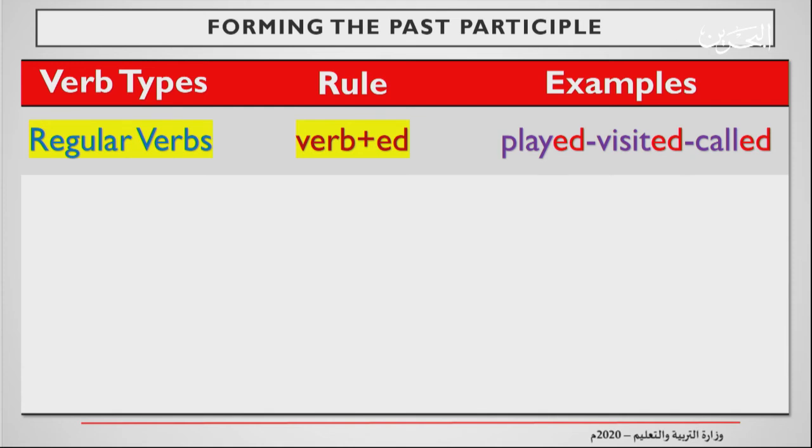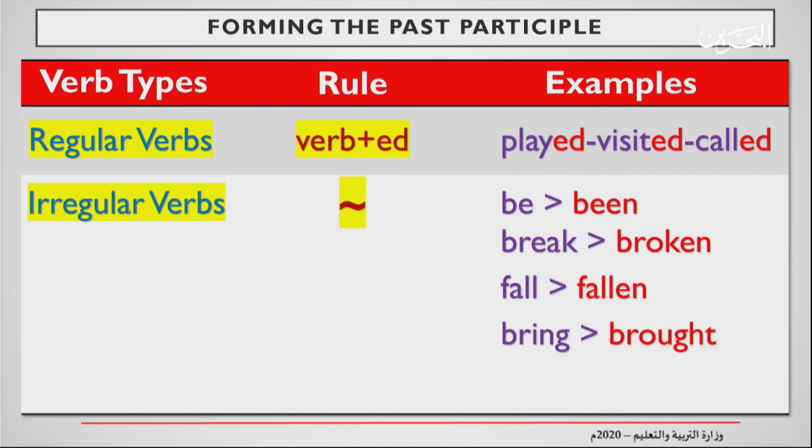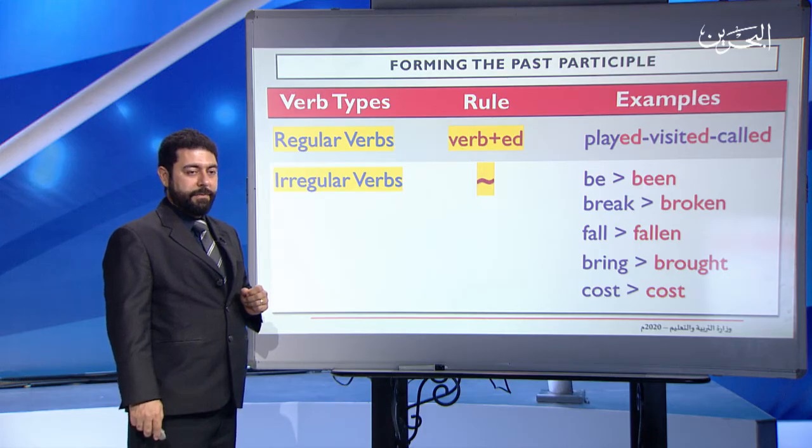Now this is easy, but we have the irregular verbs, okay? The rule, there is no rule. Every verb is special. For example, be becomes been, it changes. Break becomes broken, it changes. Fall, fallen. Bring, brought. Cost stays the same, cost. So there is a list you have to remember.